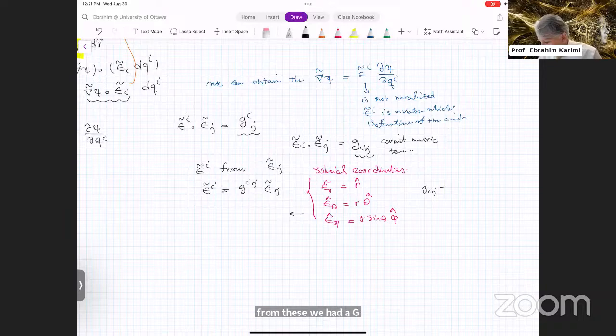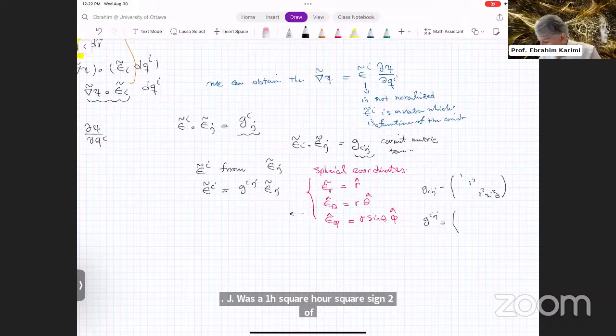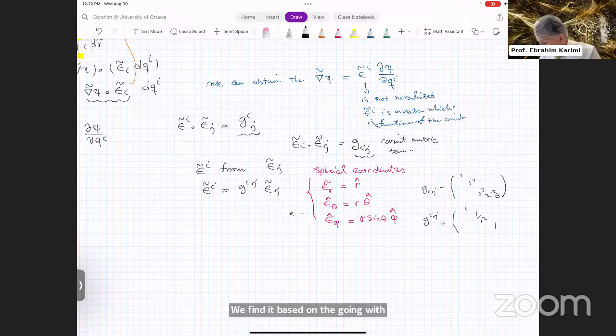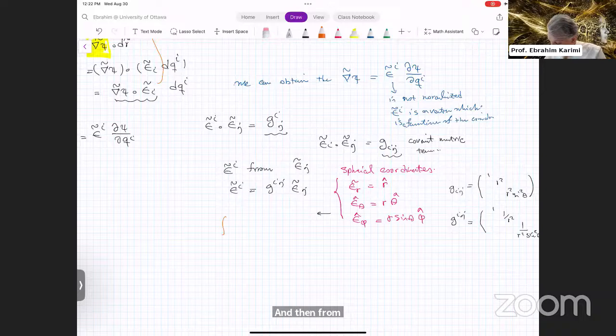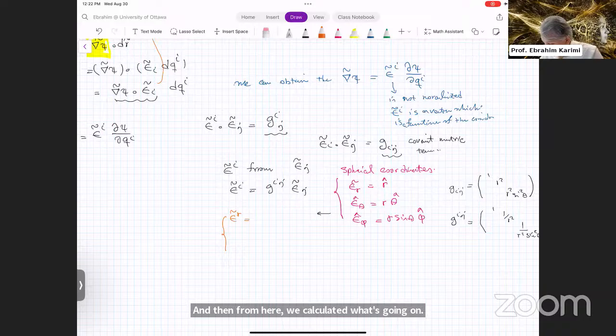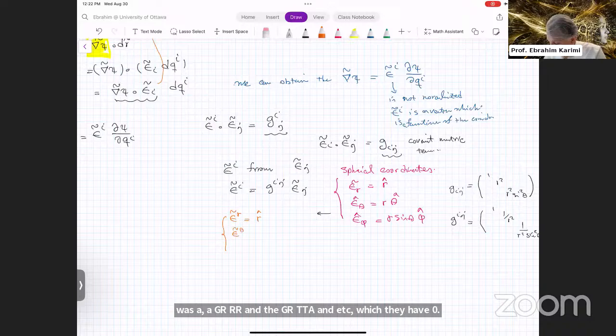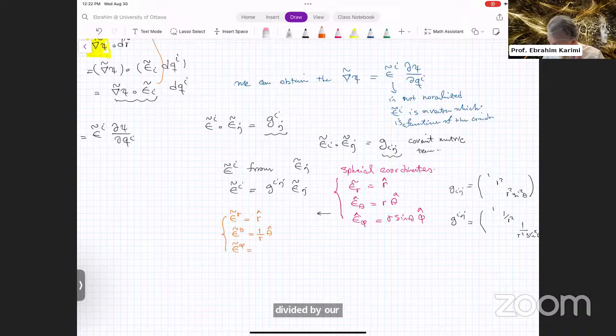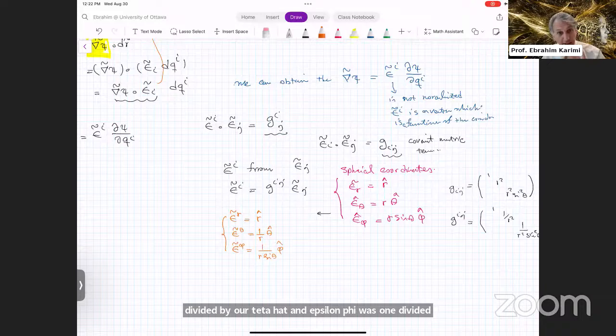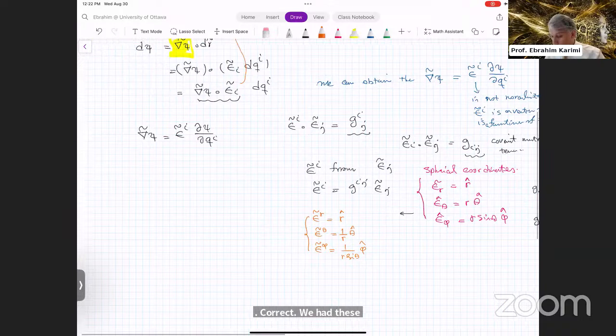g_ij, which was 1, r squared, sine squared of theta, and g^ij was the inverse of this. We find it based on the isotropic delta function, the Kronecker delta. And then from here, we calculated epsilon r, where g^rr and g^r theta and so on are zero, so that will be r hat, and epsilon theta was going to be 1 divided by r theta hat, and epsilon phi was 1 divided by r sine theta phi hat. Correct? We had these last time. Okay, if that's correct, then we can move on.